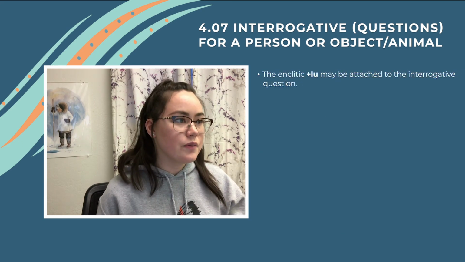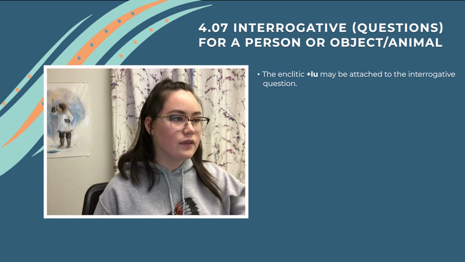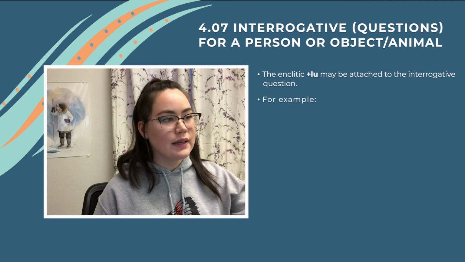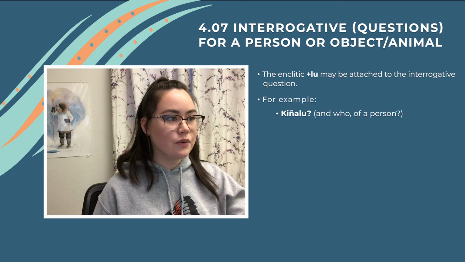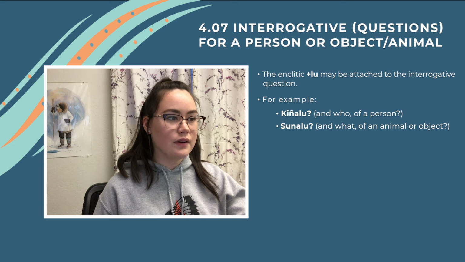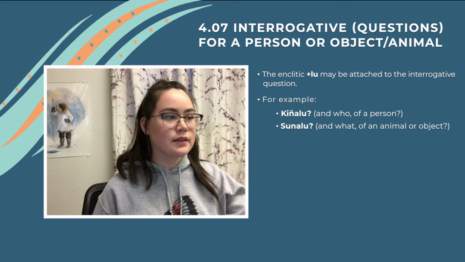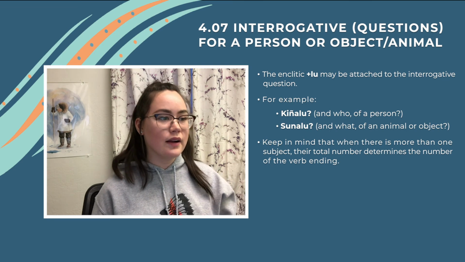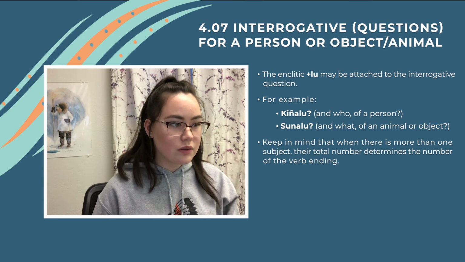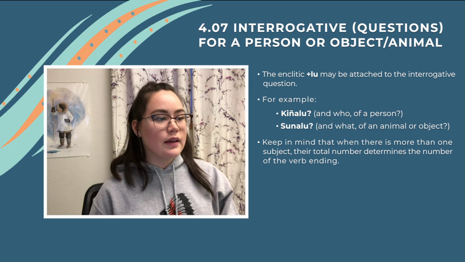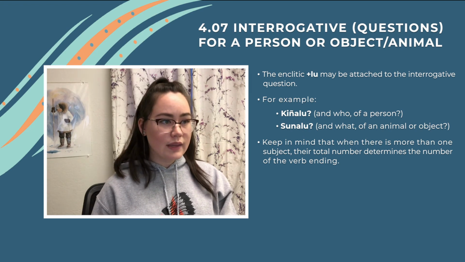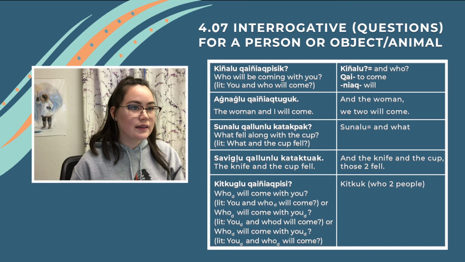The enclitic lu may be attached to the interrogative question. For example, kinyalu, and who of a person. Sunalu, and what of an animal or object. Keep in mind that when there is more than one subject, their total number determines the number of the verb ending. Kinyalu kainyak bisik, who will be coming with you. Kinyalu is like and who. Aranagalu kainakturuk, the woman and I will come.